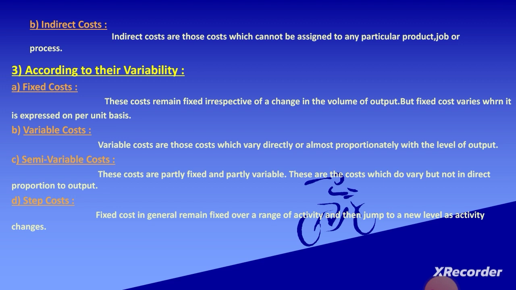Then the last one is step cost. Fixed cost in general remains fixed over a range of activity and then jumps to a new level as activity changes. For example, a foreman can supervise a given number of workers in a particular shift. The introduction of another shift will require an additional foreman and certain costs will increase in lumps. Such costs are known as step cost or stair step cost.